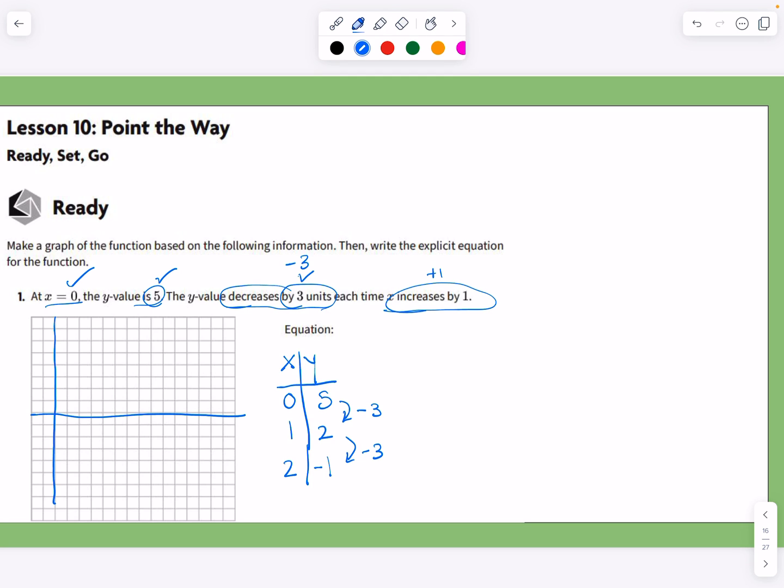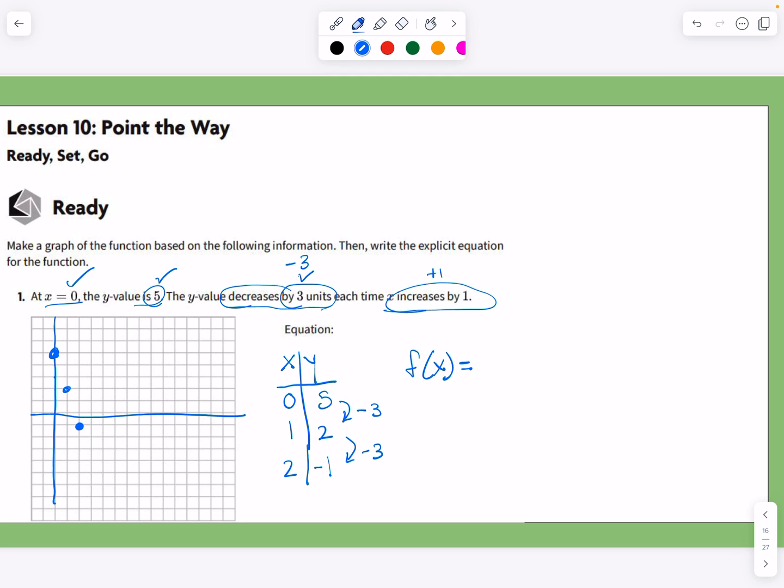And so at 0, we're at 1, 2, 3, 4, 5. So 0, comma 5. And I'm going down. My next point is 1, comma 2. So at 1, we are at 2. And at 2, we're at negative 1. So something like that.